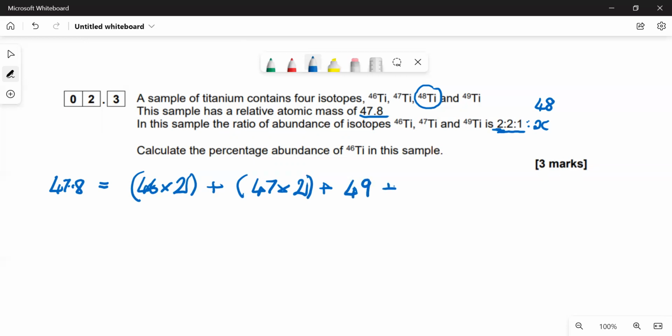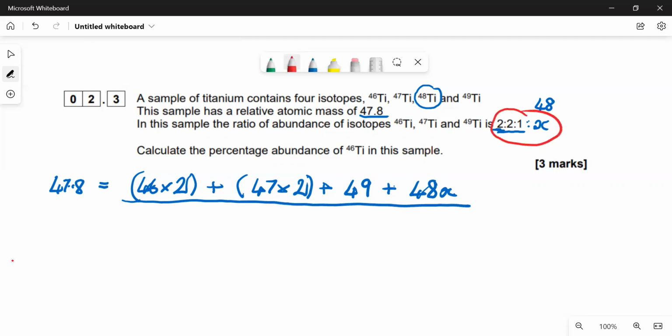and the abundance of the 48. Now we don't know that, but we call that X. We're going to call that 48X. And we've got to divide that by the total abundance. Well, what's the total abundance here, look. Total abundance is 2 plus 2 plus 1 plus X. And of course, that is equal to 5 plus X. So that's going to go on the bottom line there.